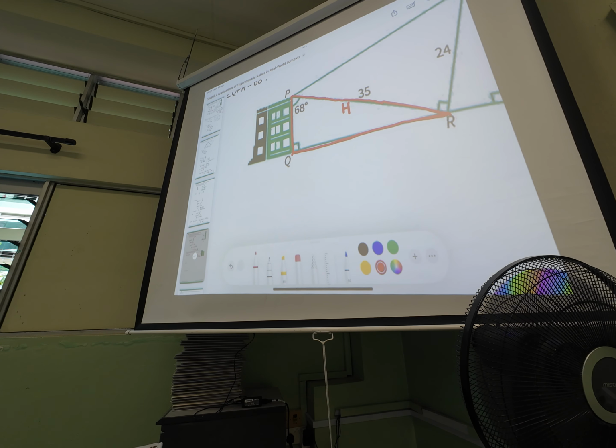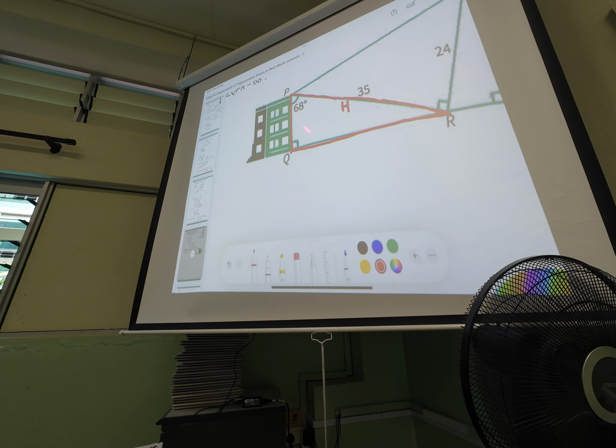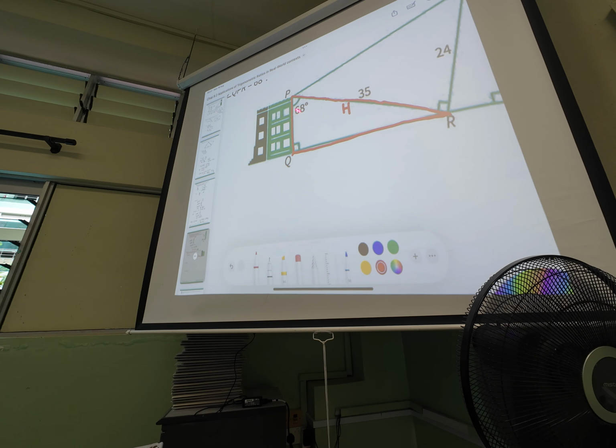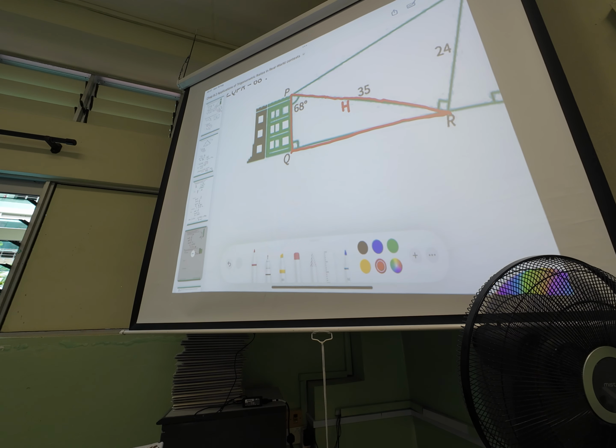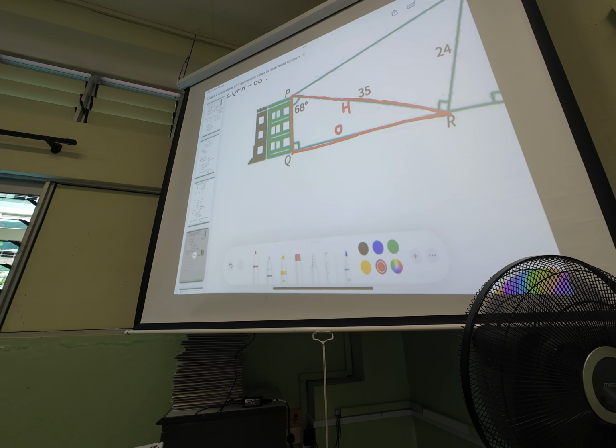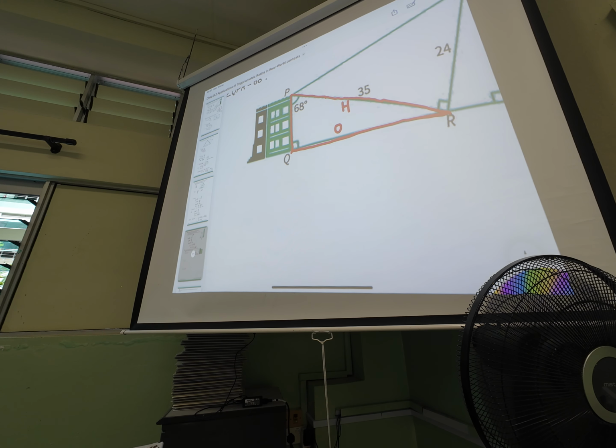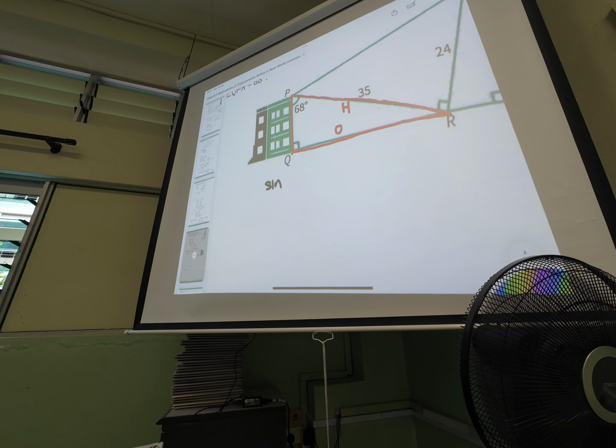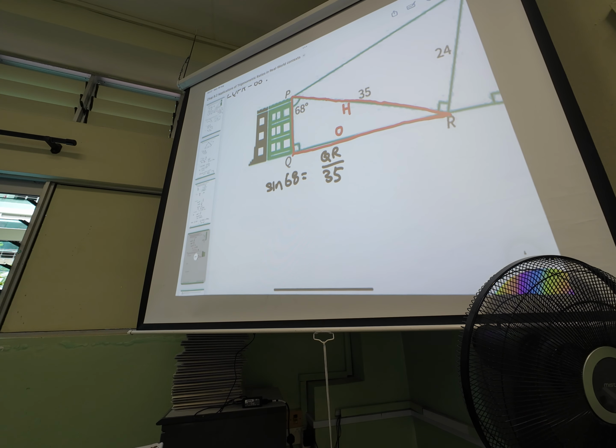I want to find QR. It is opposite my 68 which I want to use. So my QR is my O. So if I want to find QR, I will use sine. So sine 68 equals to QR over 35. O over H.